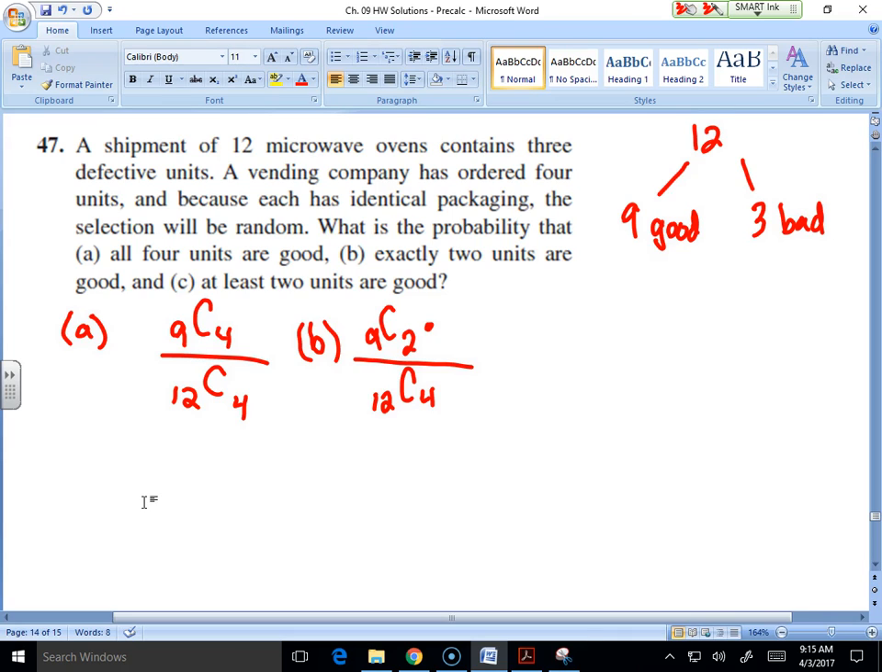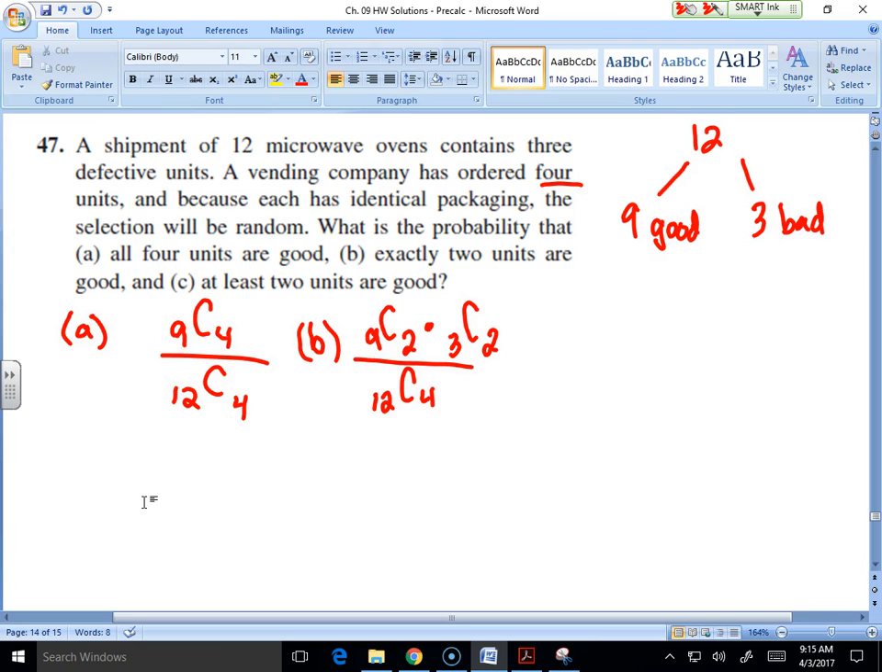How am I going to finish this problem? There. How many are they getting total? So I've just gotten 2 microwaves. I need how many more? 2. So, yeah, 3. So out of the 3 bad ones, I need to get 2 of those as well. So out of the 9 good ones, I get 2.